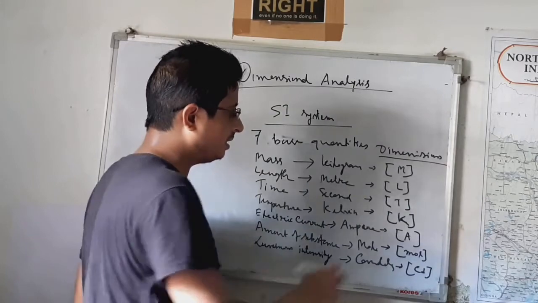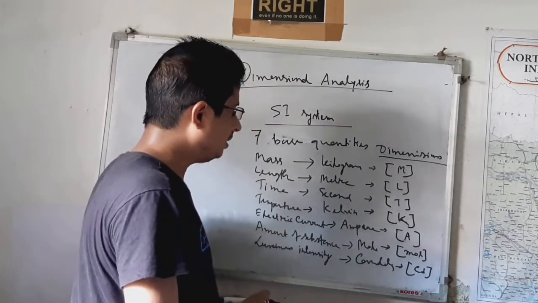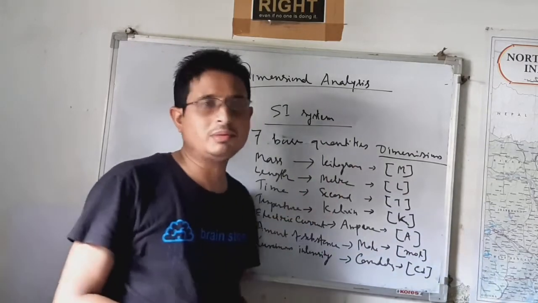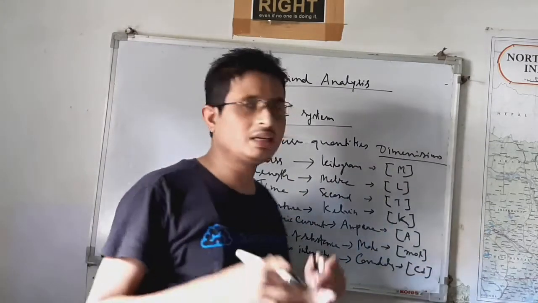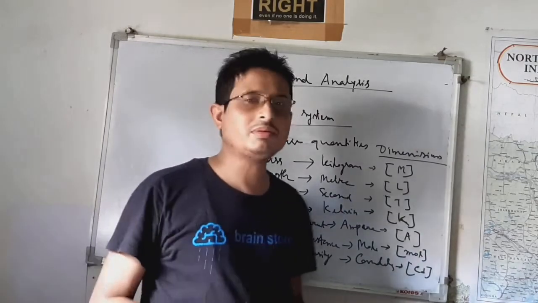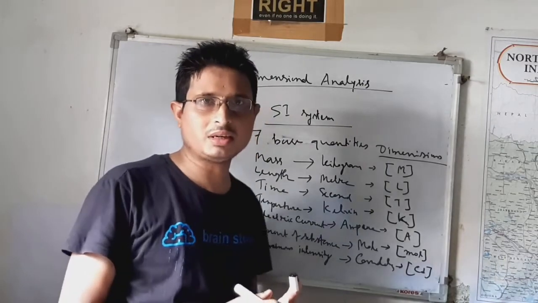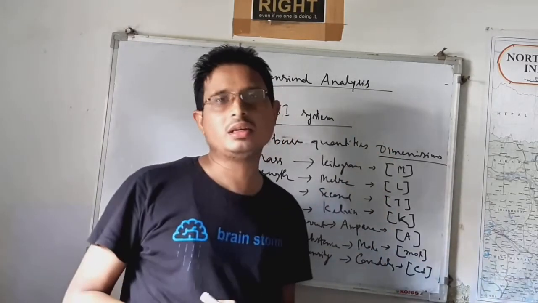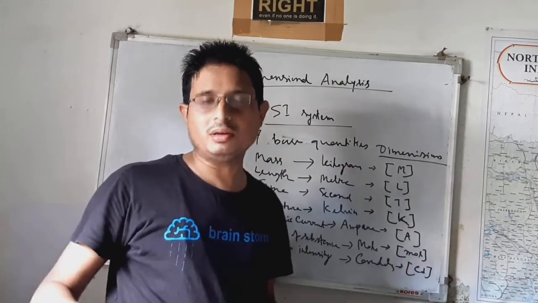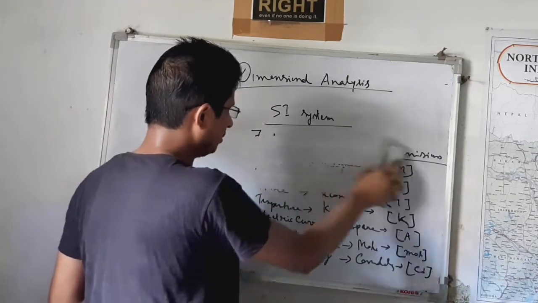So in this way we can express the 7 dimensions of the physical world, and every physical quantity, every derived quantity, can be expressed in terms of these 7 dimensions. So, the dimension of a physical quantity is nothing but how we can express that physical quantity in terms of these 7 dimensions of the physical world.